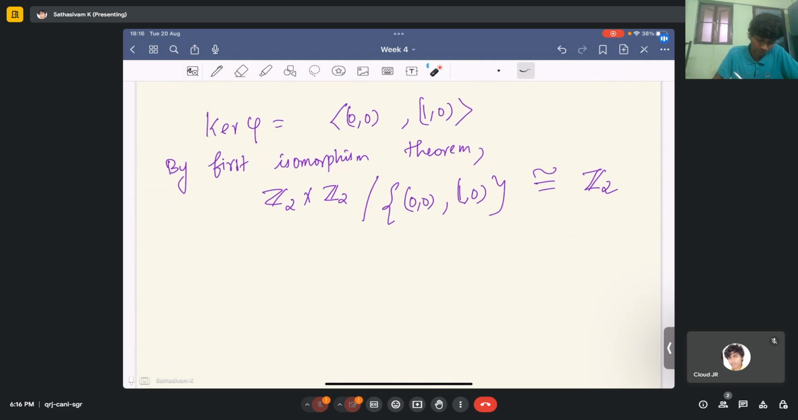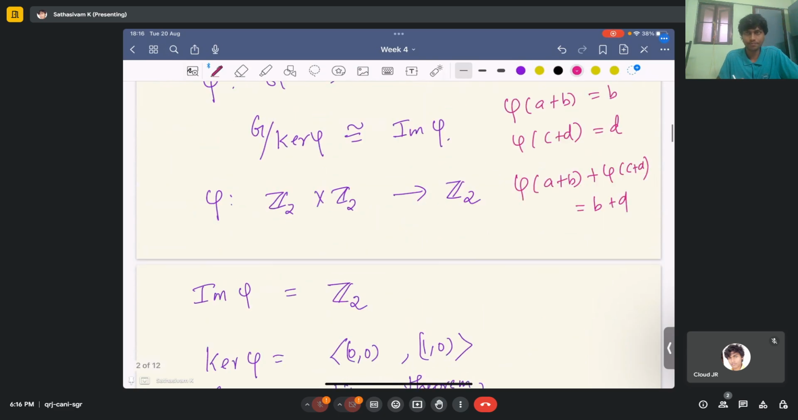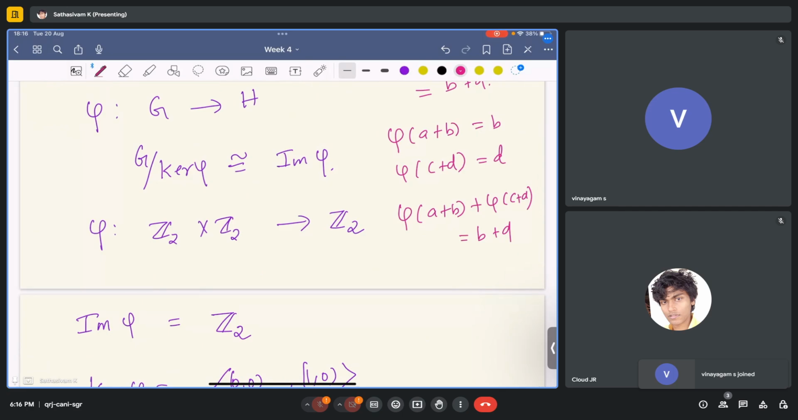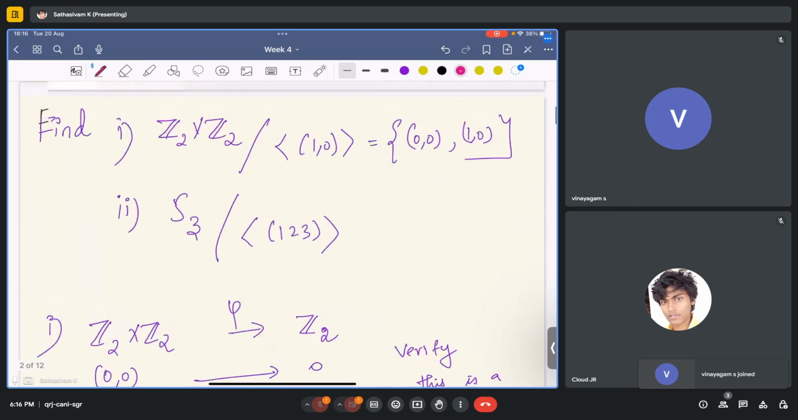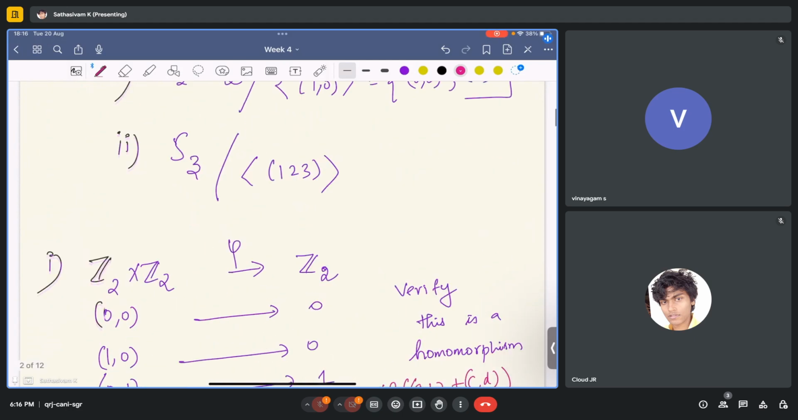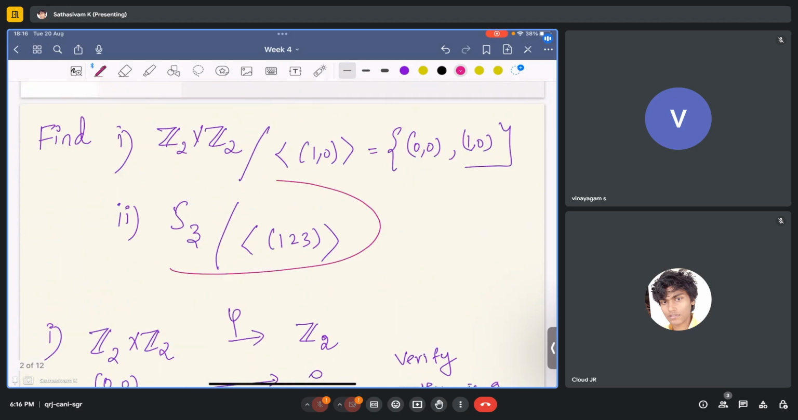Okay. So we have done the first question. The first question we did was exactly just applying the first isomorphism theorem. Let's move on to the second one.